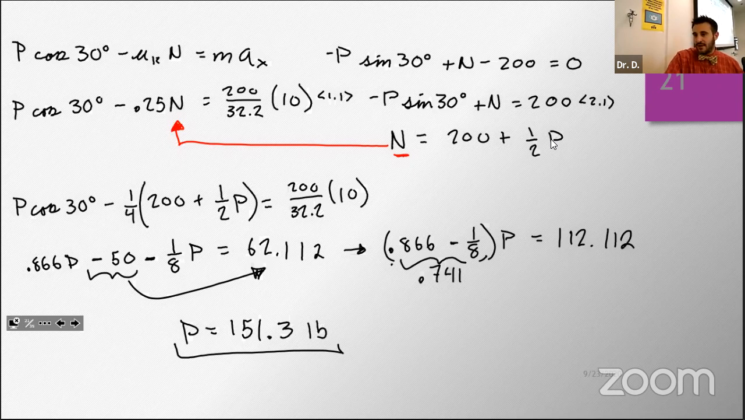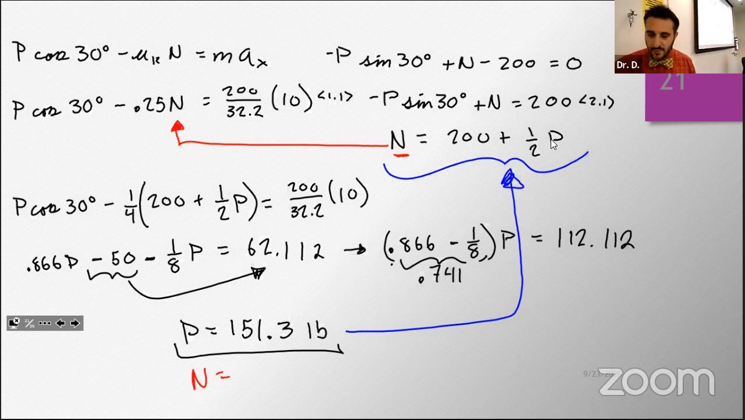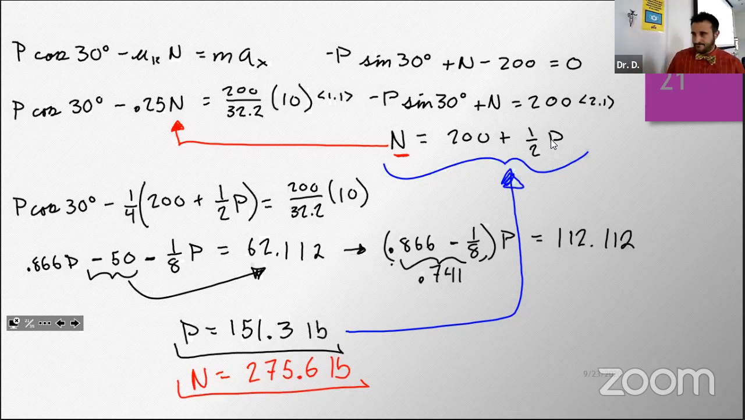What if you were asked to solve for n? How would you get n now? Well, you take that p-value that we got. We could take this and plug it into this equation here, and you could figure out what n is. And so it'd be 200 plus 1/2 of 151.3.